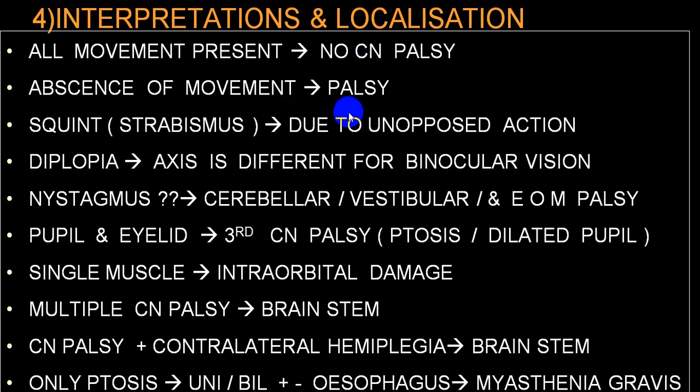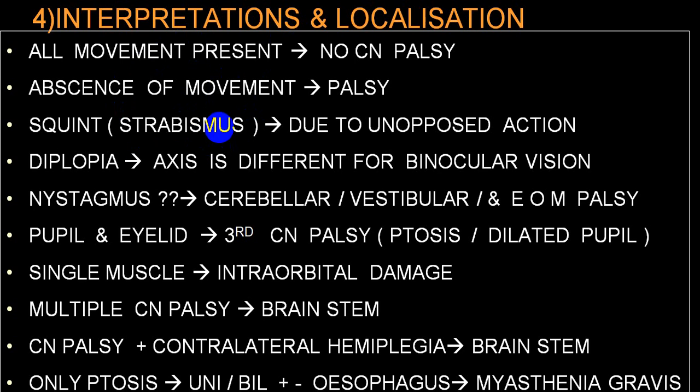But because of unopposed action, you will start getting imbalance in the movement of the eyeball, and that will produce deviation of the eyeball due to unopposed action. That we call squint, or we use the word strabismus. And because of strabismus, the two images given by the two different eyeballs do not superimpose. So it will produce diplopia whenever the person is using binocular vision.